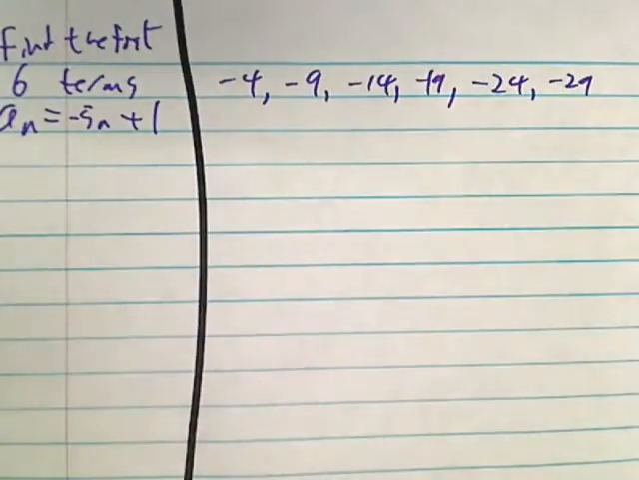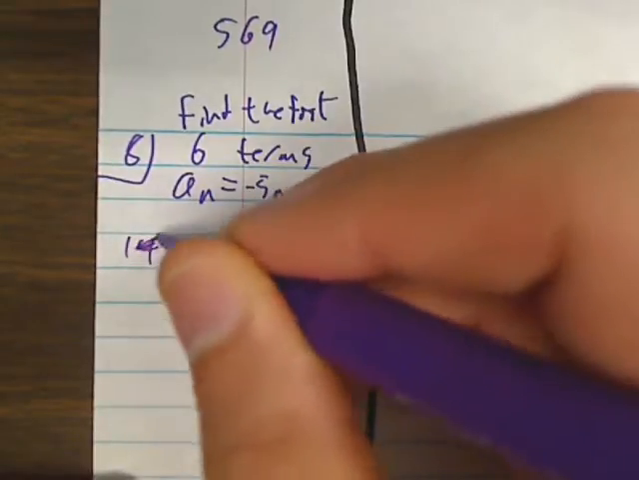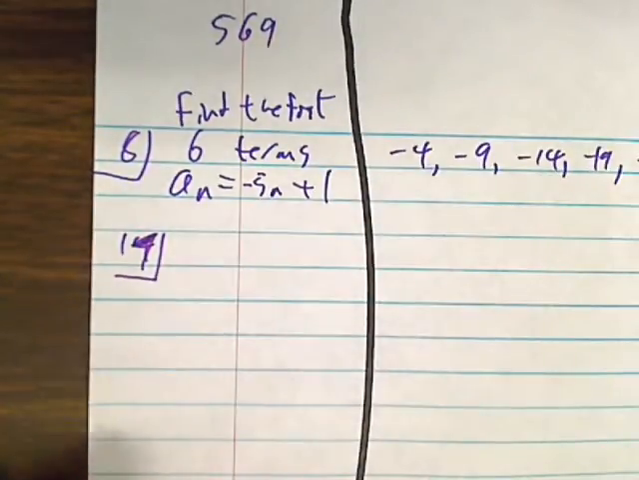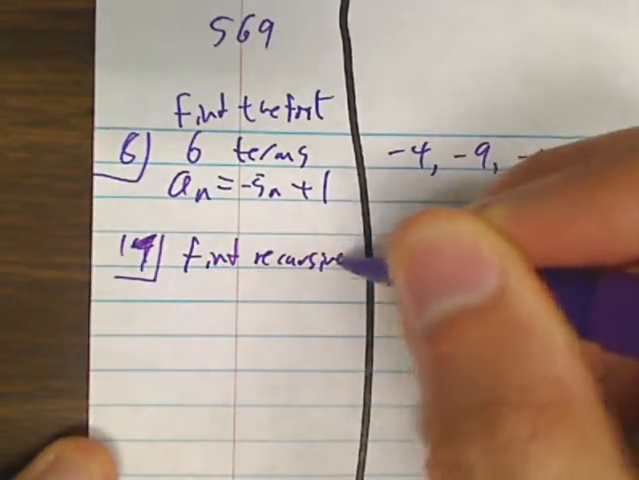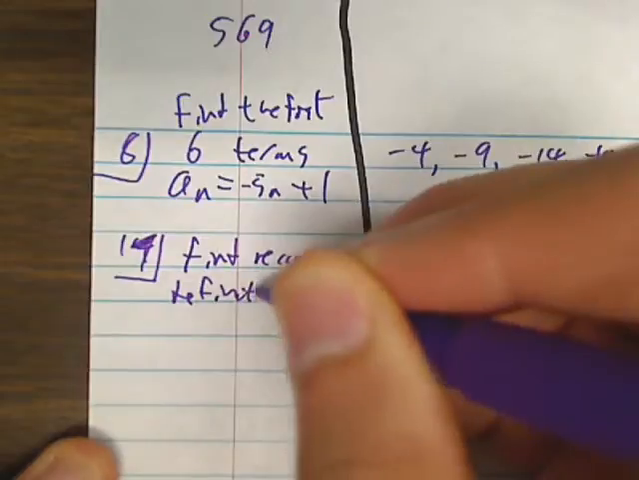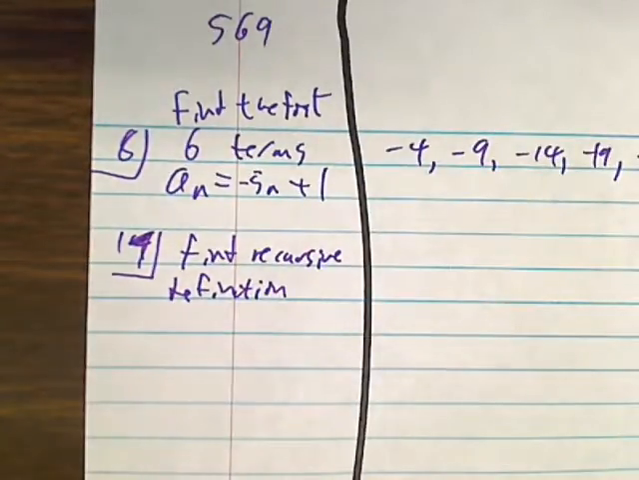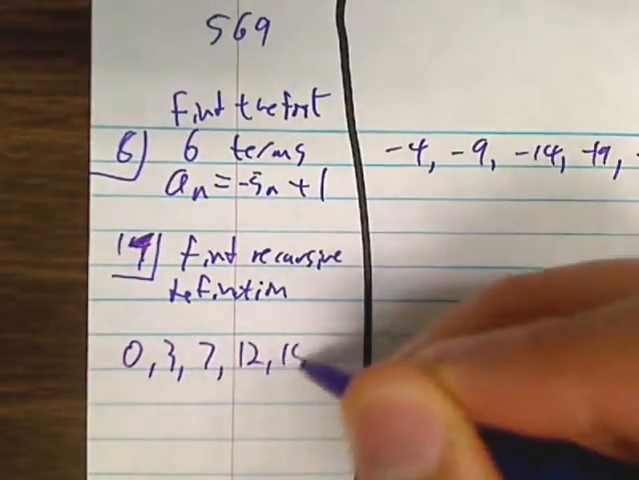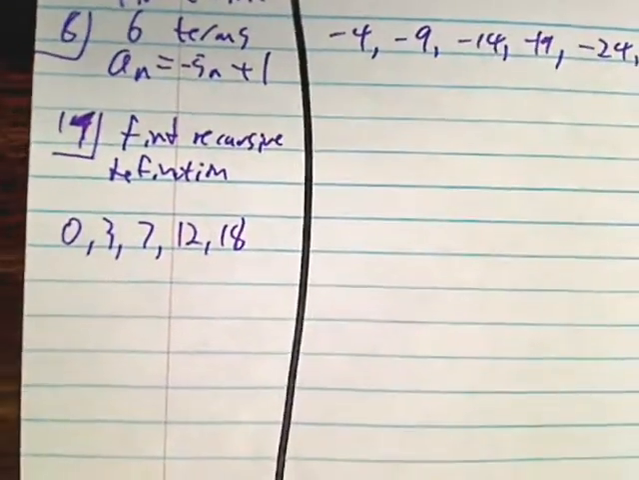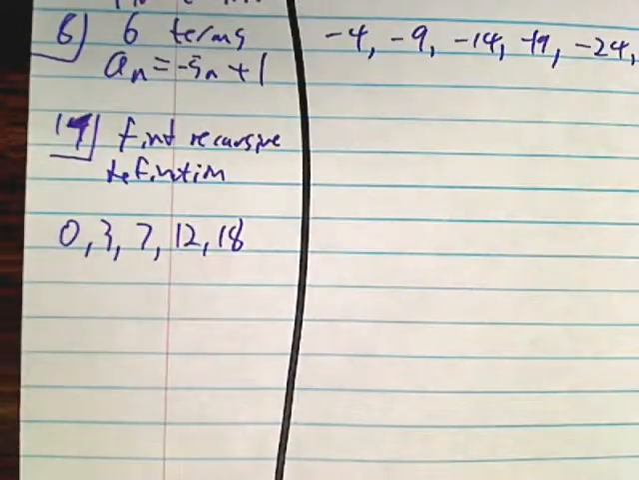Yep. Anywho. Let's look at number 17. This is a recursive one, and let me tell you, it's going to be a little subtle. Number 17, find the recursive definition. Okay, number 17: 0, 3, 7, 12, 18. Go ahead and try to think about that one.